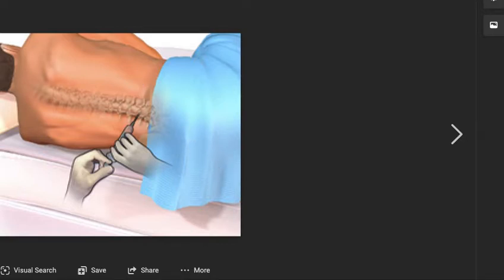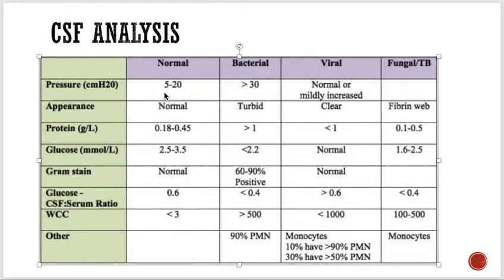Okay, so now normal values you can see over here. Many books give it in millimeter of mercury. Many books have different values, but you can remember it like this: 5 to 20 centimeter of water is the normal pressure, and you can see whenever there is bacterial meningitis, it is increased.